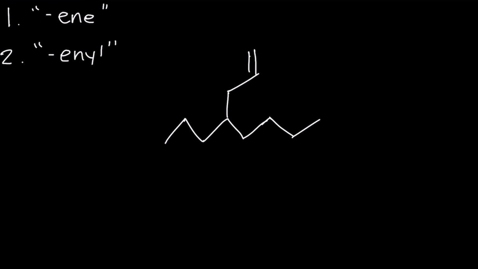this one. I'm going to locate the longest chain, which is this one. 1, 2, 3, 4, 5, 6, 7, 8. This is octane. And my substituent is on the 1, 2, 3, 4, or 1, 2, 3, 4, 5. 4 is a smaller number. I'm going to number it left to right. It's on the 4th carbon of the octane.